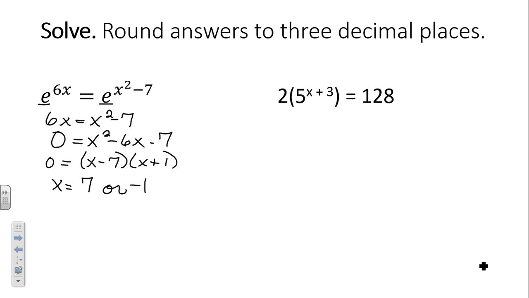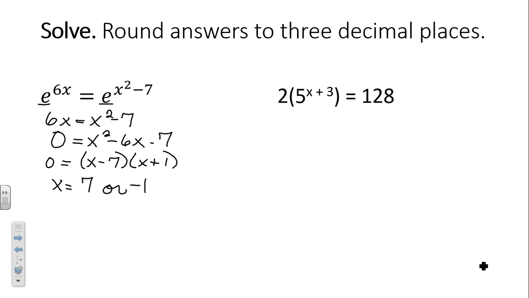Now, with these pesky logs, we always have to think about, are we taking a log of a negative number? But these are exponents, right? So we can take e to the 42nd power, and we can take e to the negative 6th power and get a fraction, right? So both solutions are okay. Okay? So second example.